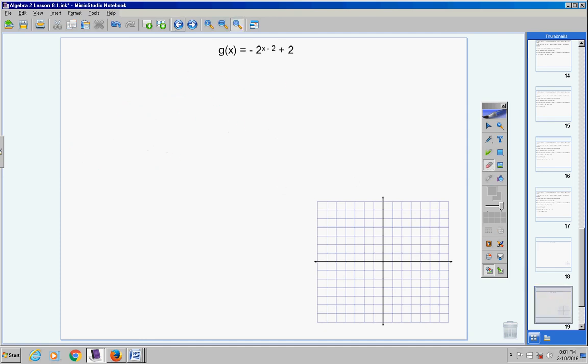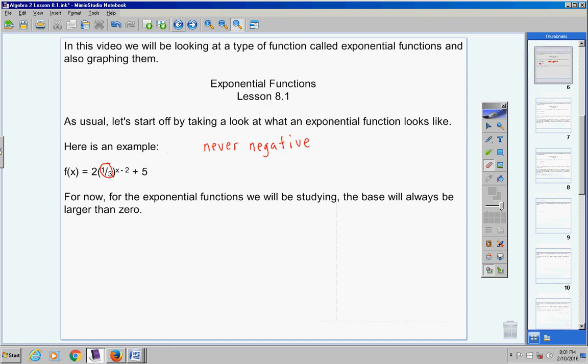But anyways, back to what I was saying. For now, the exponential functions we're going to be studying, the base will always be larger than 0. You will not have any negative bases. Everybody with me so far?